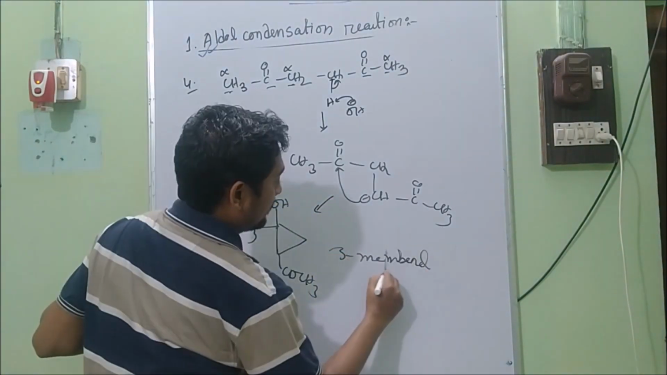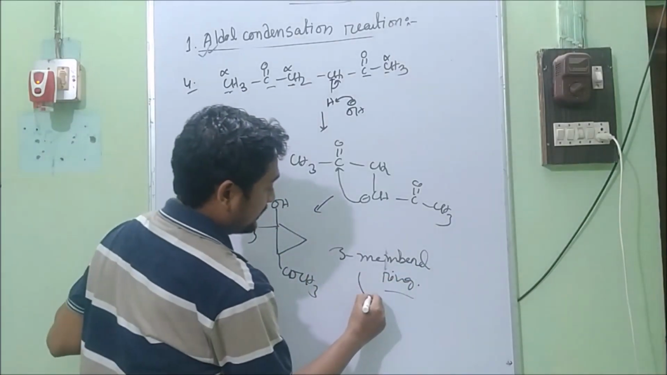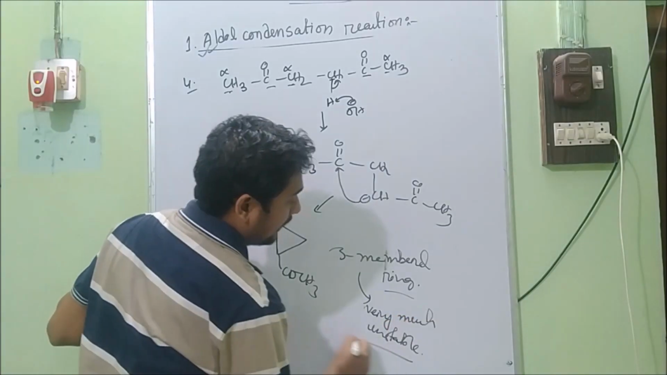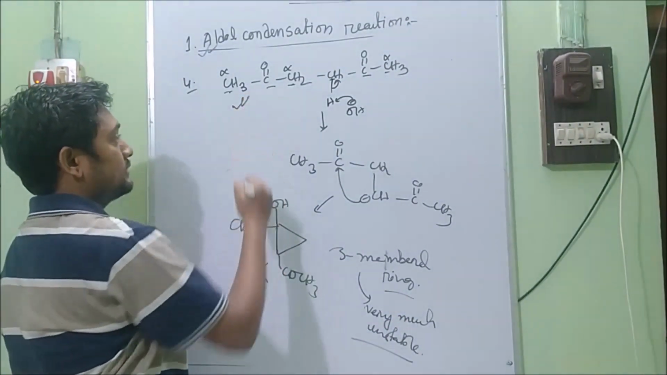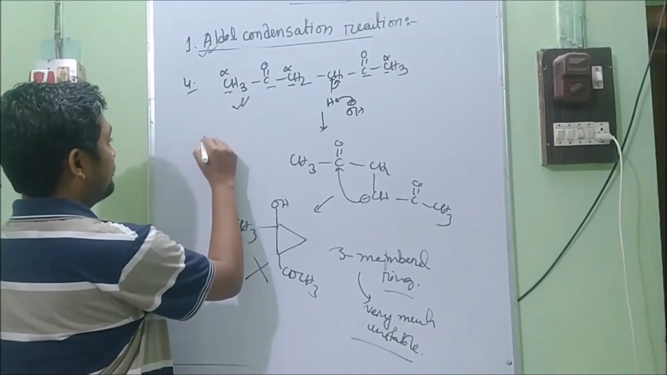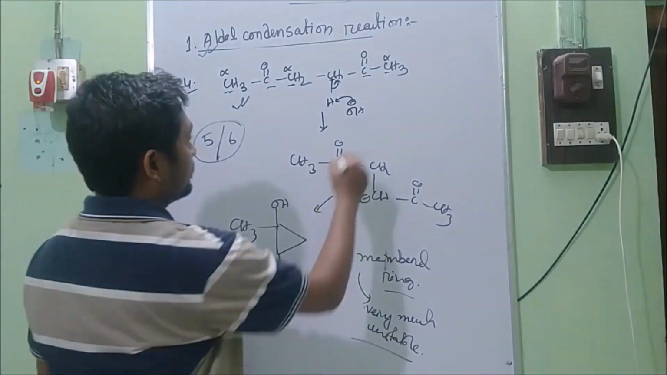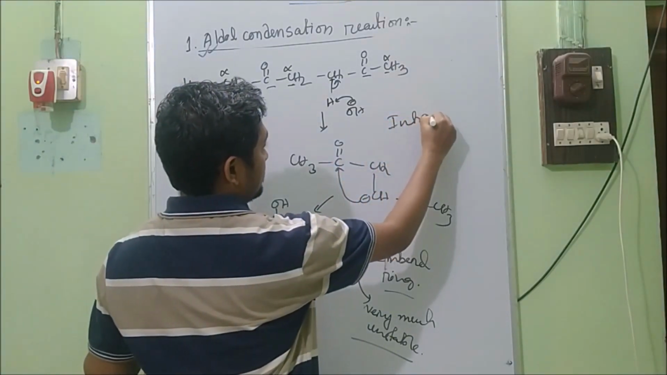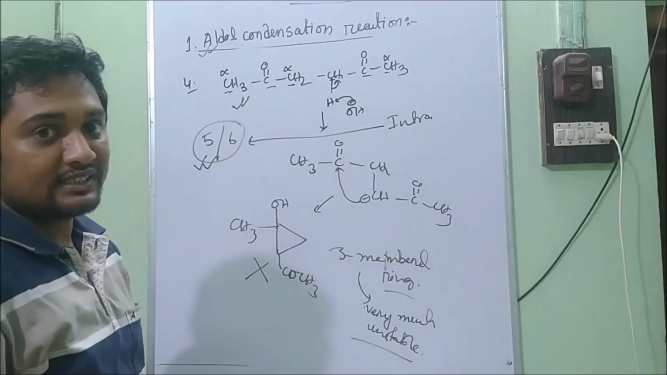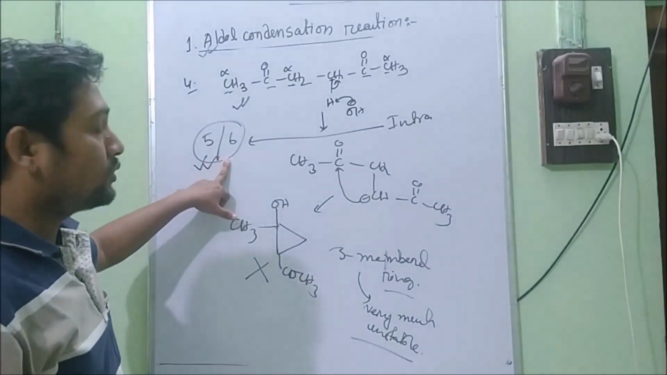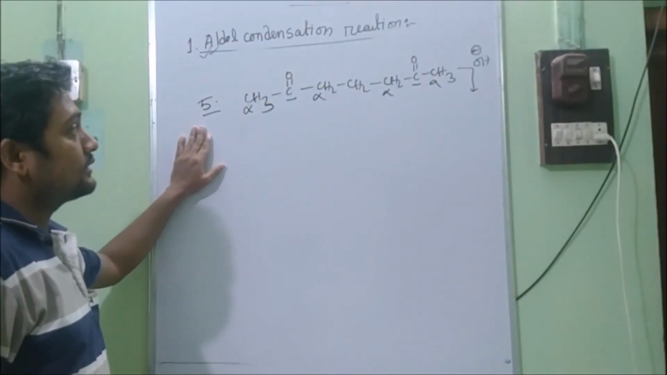This is a 3-membered ring, and 3-membered rings are very unstable, so it cannot be the product of these reactions. We will always look for 5-membered and 6-membered rings in these intramolecular aldol condensation reactions. The product will always be 5-membered or 6-membered, because 5-membered and 6-membered cyclic compounds are more stable compared to 3-membered or 4-membered. This is another example.